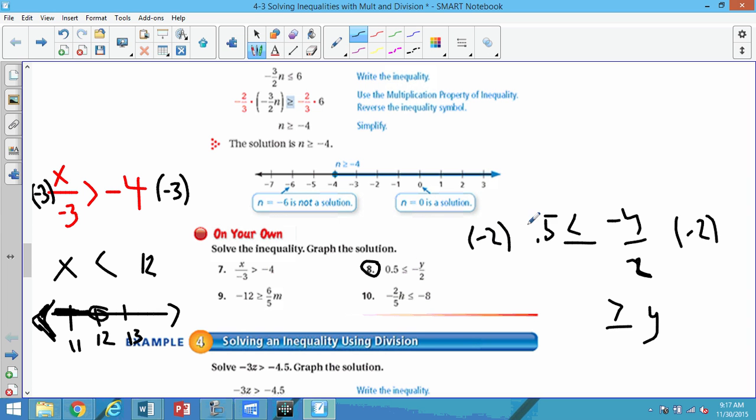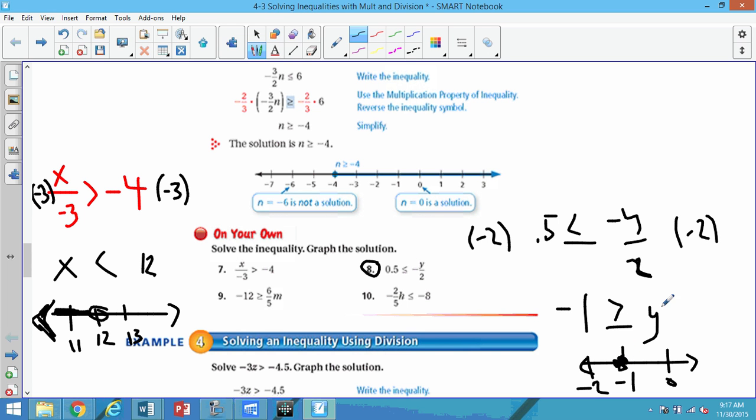And then -2 times 0.5. Where's my book? -2 times 0.5 is -1. Okay? And so it's -1 is greater than or equal to y. Then you have to graph that. Okay? So if this is my -1, over here's what? My 0. That makes this over here a -2. I'm going to put a closed circle at negative 1.